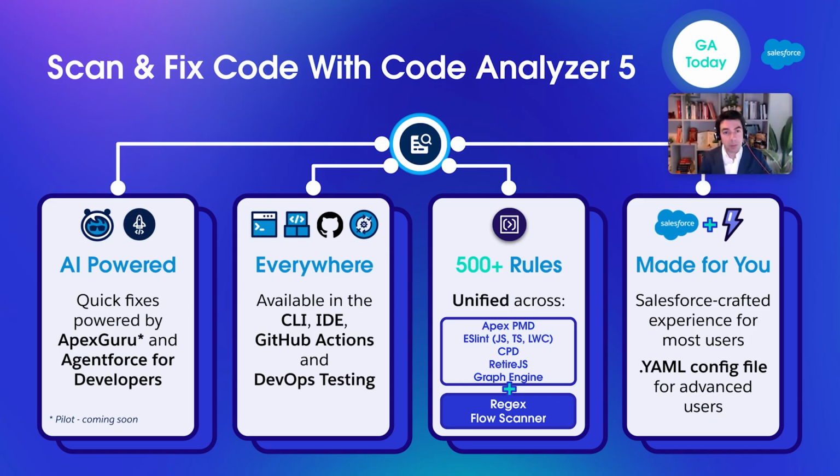And what we announced earlier this year was Code Analyzer 5, which has been completely rebuilt from scratch to have a lot more capabilities, right? So I will start with an important one. It is AI powered, which means that it, which was traditionally something that you used to scan and identify problems, can now scan, identify problems, and now fix them thanks to our integrations with Apex Guru for performance issues in Apex and Agentforce for developers.